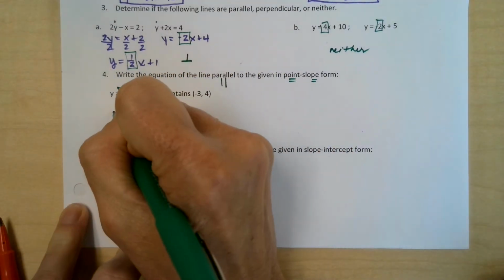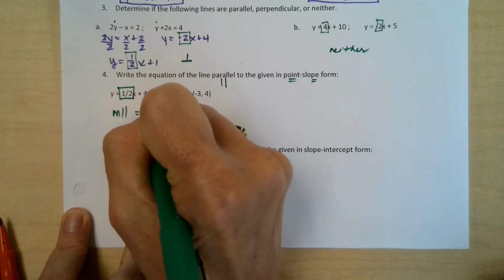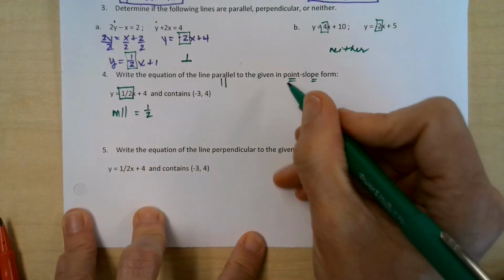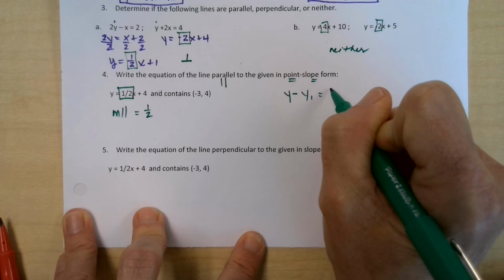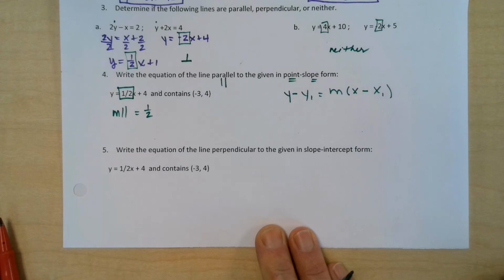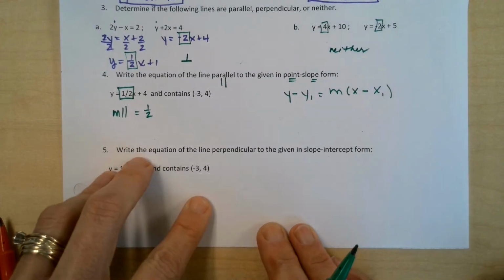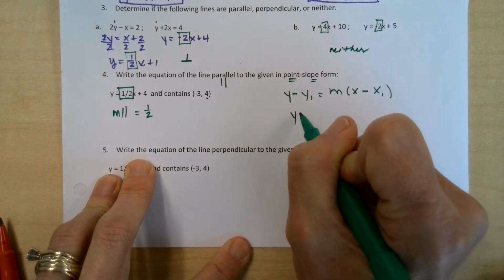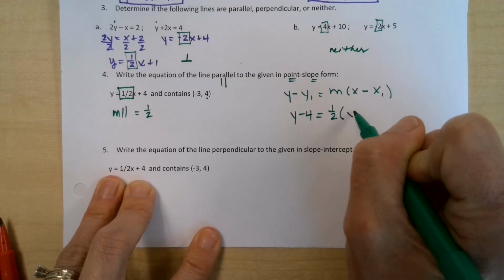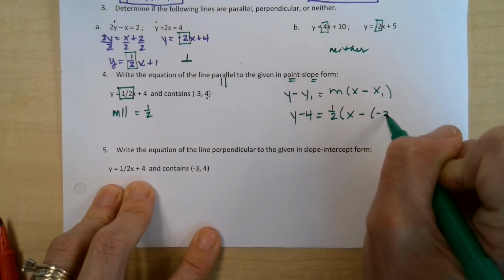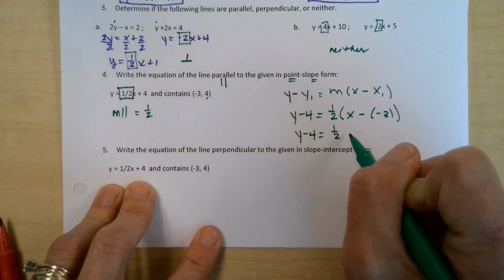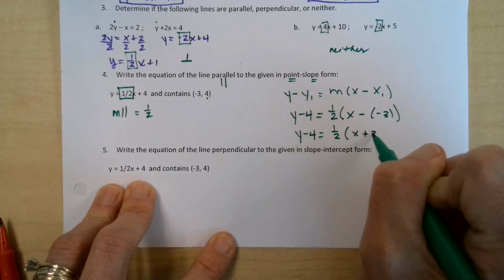Okay, that means that parallel lines are going to have the same slope. So when I go get my point slope form, I know that y minus y1 is equal to m times x minus x1. When I write it in point slope form, here's my y. Y minus 4 is equal to, here's my slope, 1/2 times x. When I do minus negative 3, y minus 4 is equal to 1/2 times x plus 3.